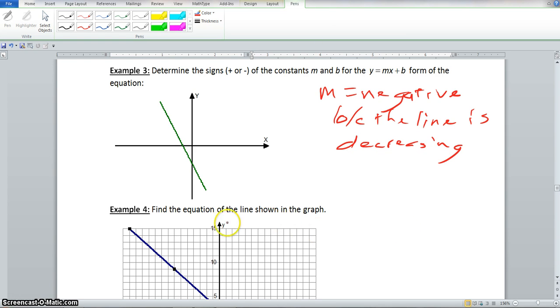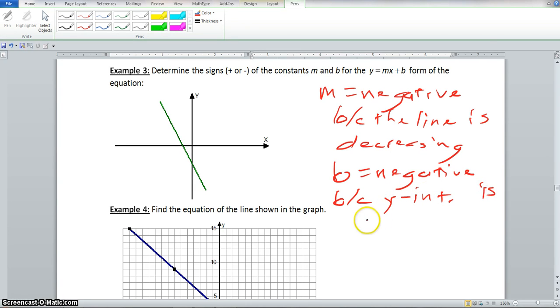Okay, next, now we look at our y-intercept. Y-intercept is where the graph crosses the y-axis. Now, as you see here, the line is crossing the y-axis where y is negative. So then our b, or y-intercept, is negative. And that's because the y-intercept is below the x-axis.